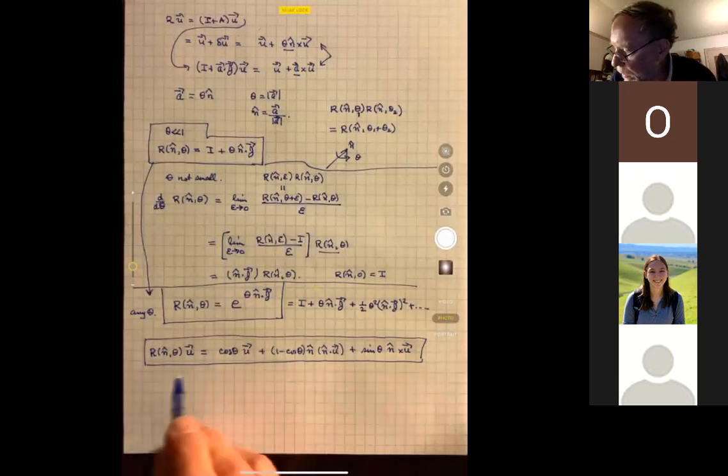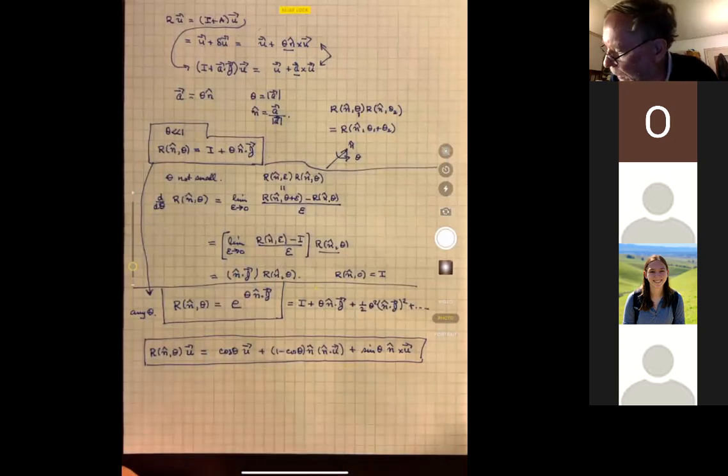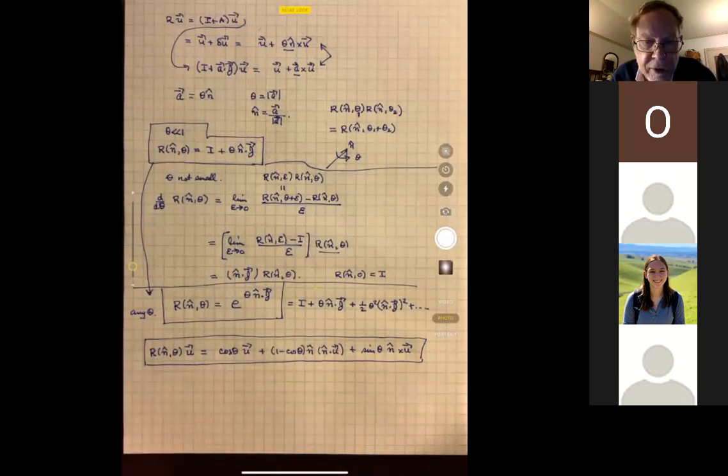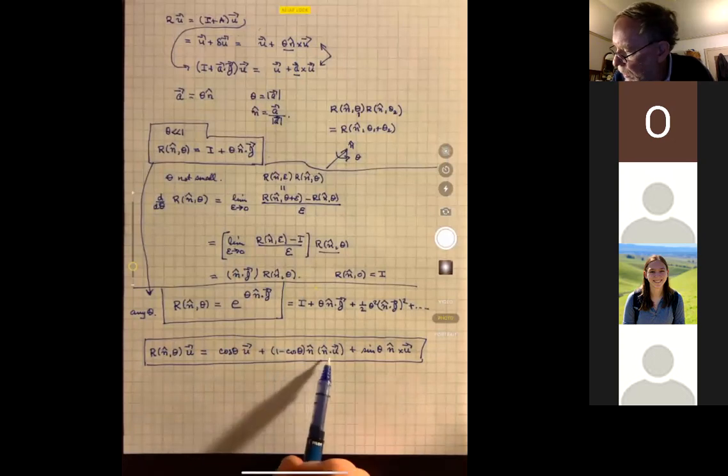And I may come back to this at a later point in tonight's lecture. This formula, by the way, is fairly easy to understand if you just draw a picture of an axis and a vector that gets rotated by a finite angle. What happens is that the component of the vector parallel to the axis doesn't change. That's this n hat dot u times n hat.